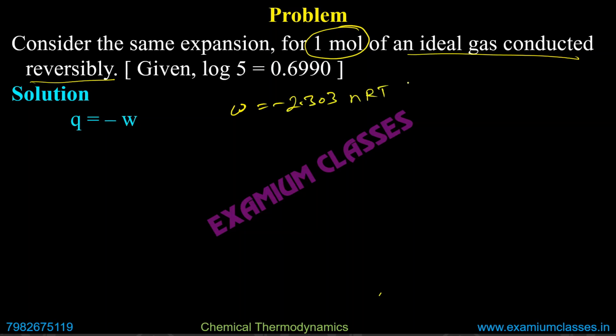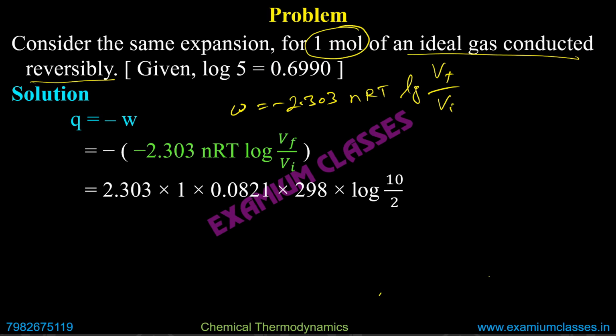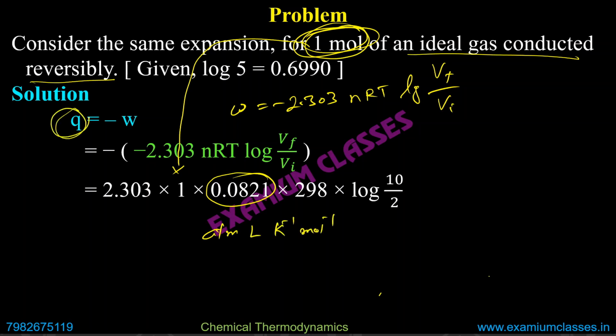2.303 nRT log V final divided by V initial. So minus and minus will get neutralized, and you will have 2.303 nRT log V final by V initial. Substitute all the values. We have 1 mole here, so substitute n equals 1. R we have taken as 0.0821. It means our answer will be in terms of atm and liter. This value of gas constant has the unit atm liter per Kelvin per mole, so we get this Q in liter atm or atm liter.